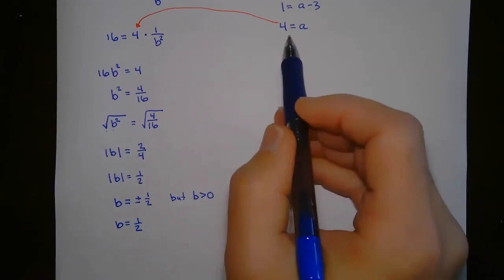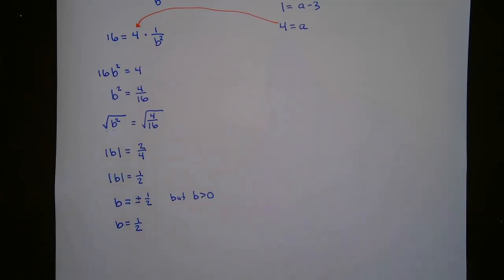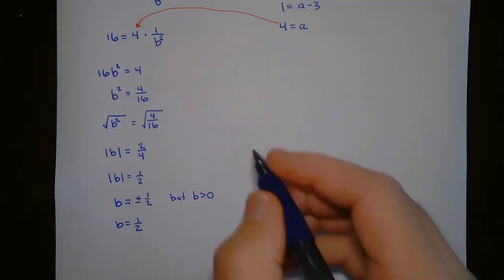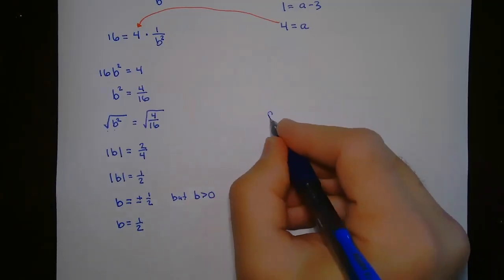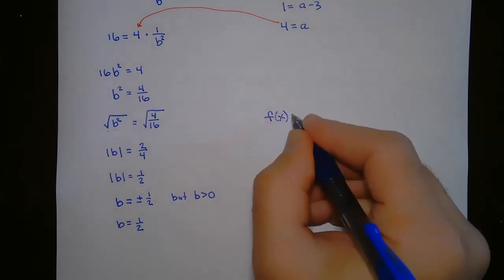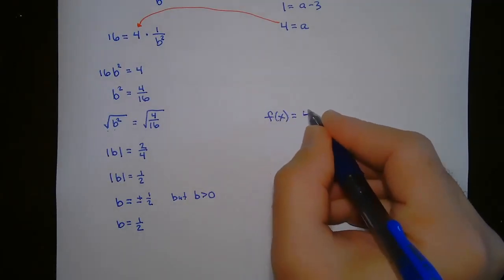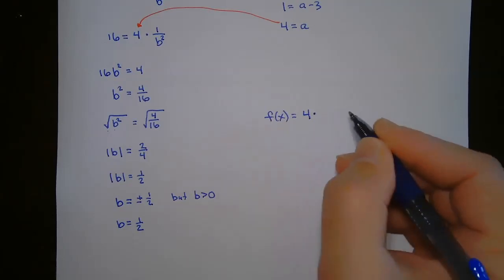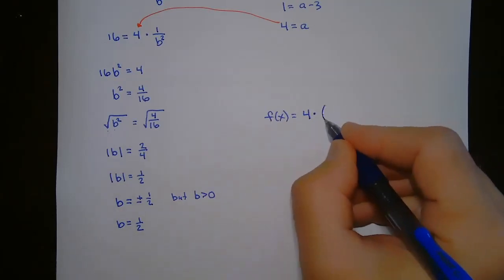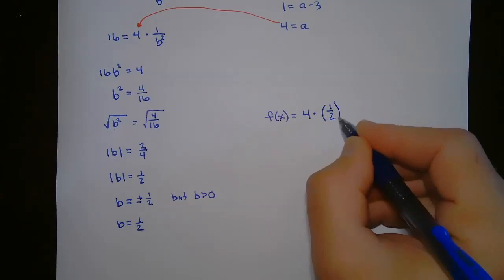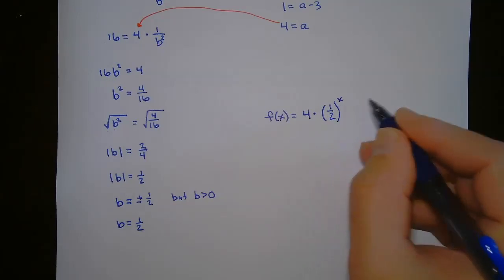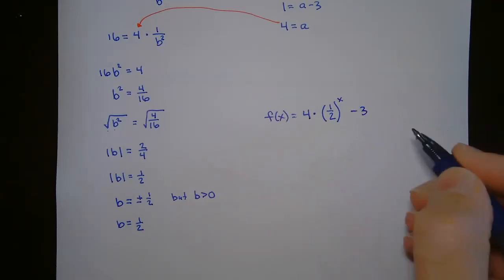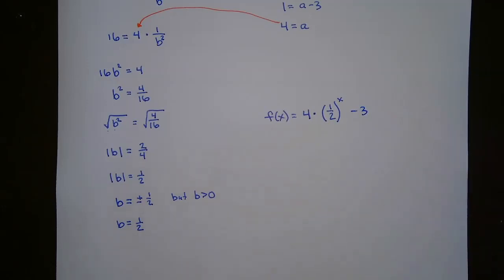We knew our a is 4. From the get-go, we knew c was -3. We can write our equation now, or our function. It's going to be f of x is equal to our a, which we now know is 4, times our b, which is a fraction, so I need to use parentheses, 1/2 raised to the x power, and then minus 3, because this got shifted down 3, because the horizontal asymptote is at y equals -3. And that's how you write exponential functions.